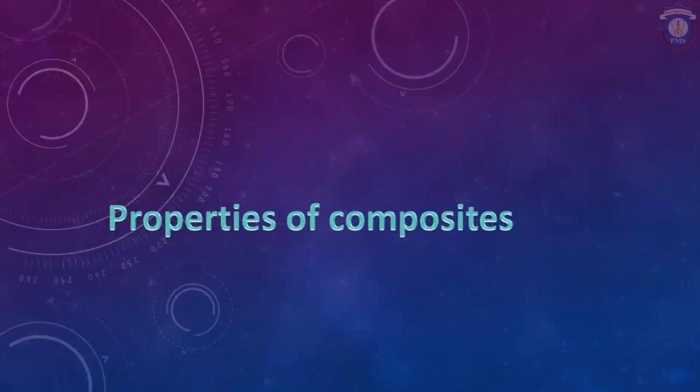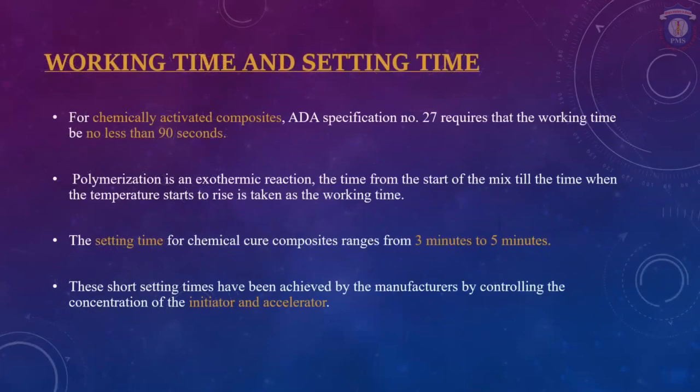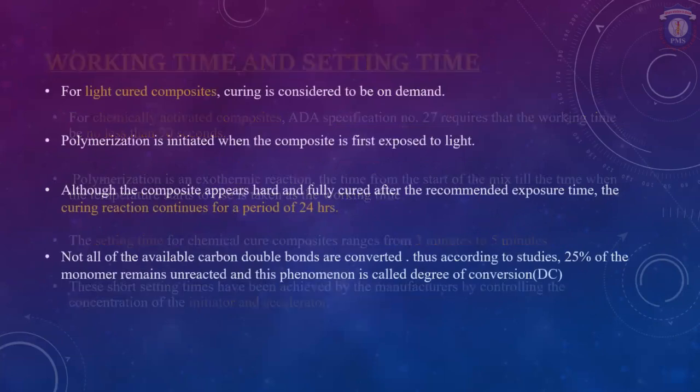The properties of composites are mainly working time and setting time. For chemically cured composites, ADA specification number 27 requires that a working time be no less than 90 seconds. Polymerization is an exothermic reaction, and the time from start of mix till the time when temperature starts to rise is taken as the working time. The setting time for chemically cured composites ranges from 3 minutes to 5 minutes.